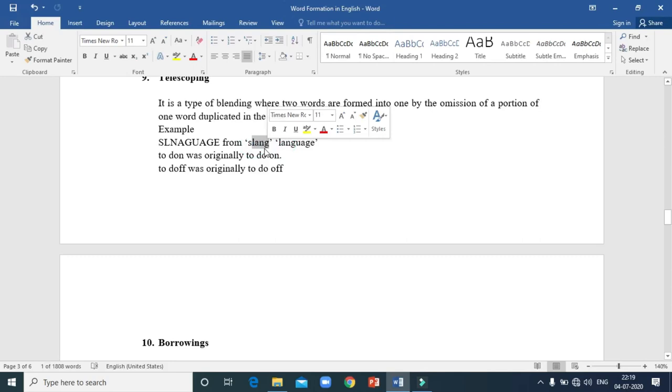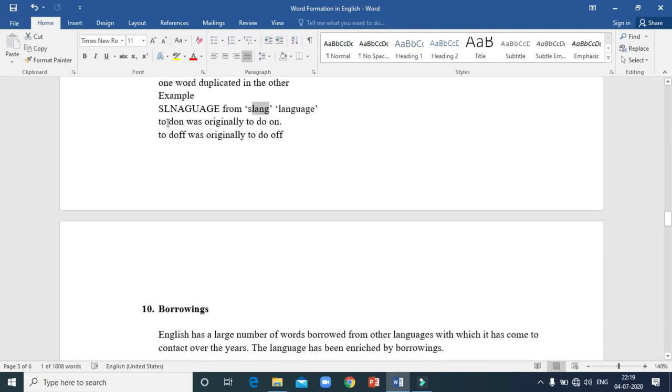So telescoping is bringing together of new words, just like a telescope does. What a telescope does is it brings distant views, distant visions closer. Likewise, it brings distant words closer by omitting the common or duplicated series of sounds.